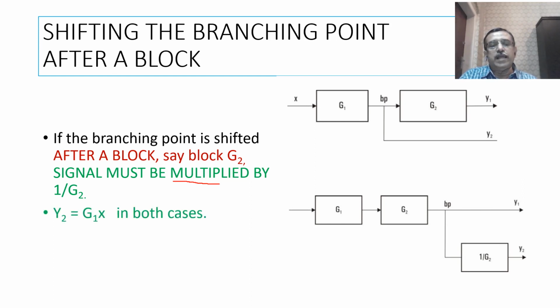So in both the cases, the signal y2 is what? G1x. So I'll repeat again. Here y1 is G1 G2x, y2 is G1x. If I shift the branching point after G2, what will happen? The signal coming out of this will be G1 G2x. So I will multiply by 1 by G2. So y2 will be again equal to G1x.